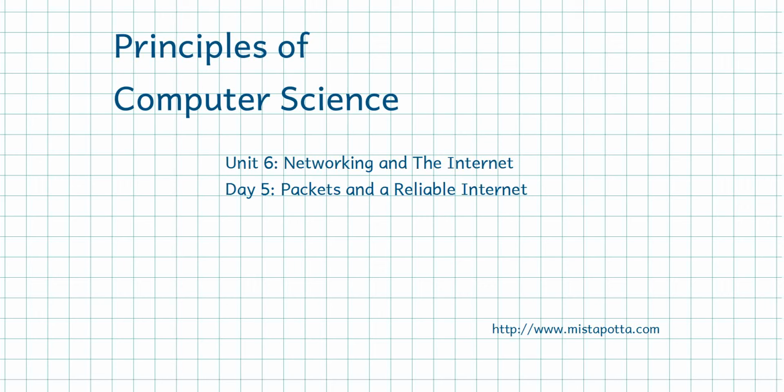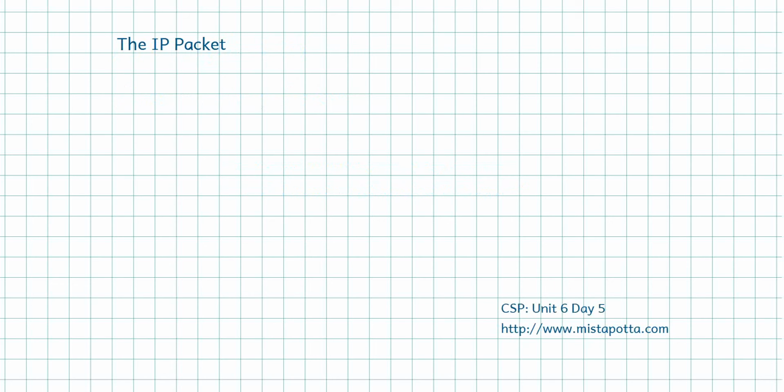in transit. How do we actually make that reliable so that we can use the internet for commerce or for any other type of data practical applications? So I want to go back to the idea of the IP packet. Remember, IP stands for the Internet Protocol, and there are several things that are part of an IP packet.